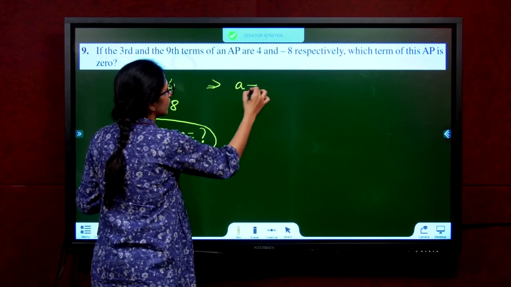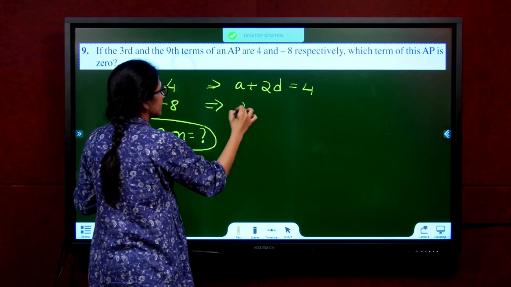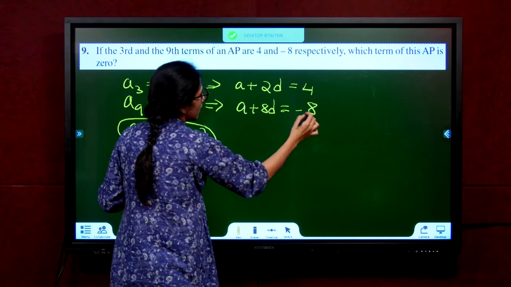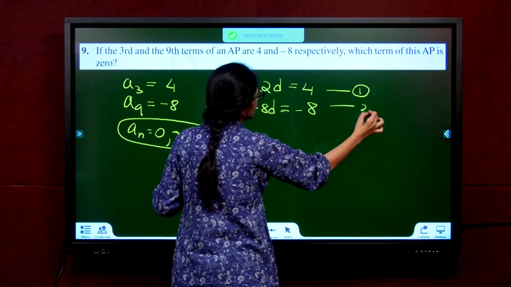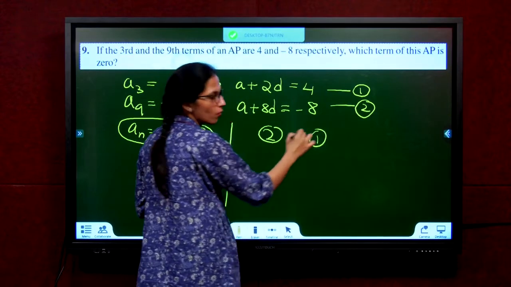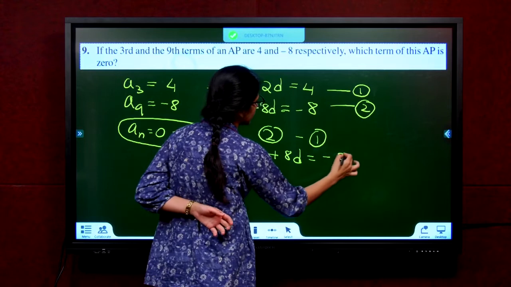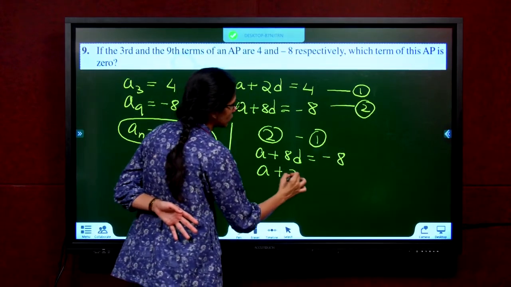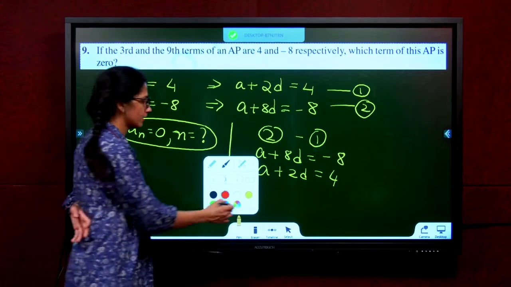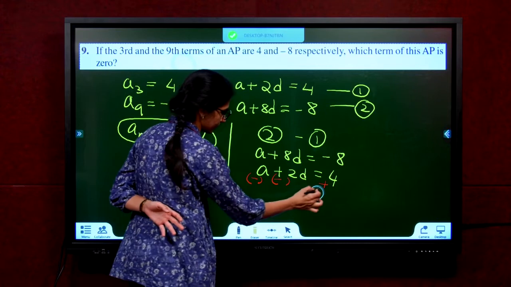A3 is 4. So, A plus 2D is 4. A9 is A plus 8D. It's given as minus 8. Label this as equation 1, this as equation 2. What do we do? 2 minus 1. A plus 8D is equal to minus 8. A plus 2D is equal to 4. Now, subtract. So, change signs. Minus, minus, minus.